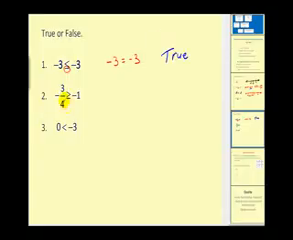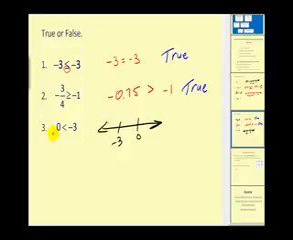Next, again, we'll convert this to decimal notation. So we'd have negative 0.75 compared to negative 1. Negative 0.75 is greater than negative 1. So of course it would also be greater than or equal to. Again, this is true. And lastly, 0 is less than negative 3. Again, we can always go back to the number line. Is 0 less than negative 3? No, because 0 is to the right of negative 3, so this would be false.